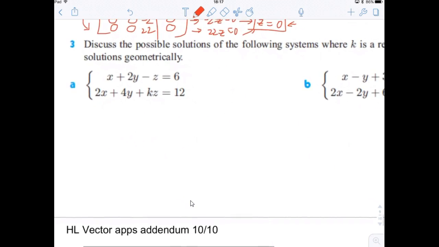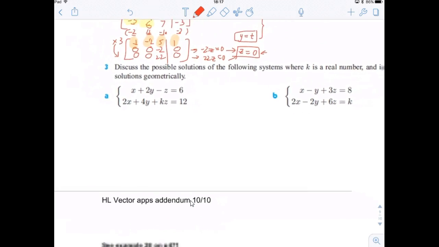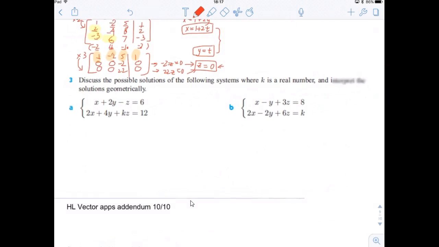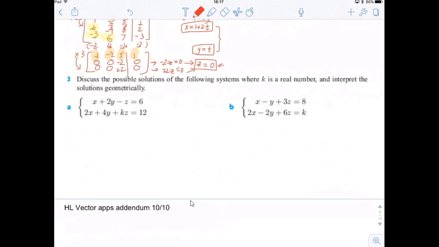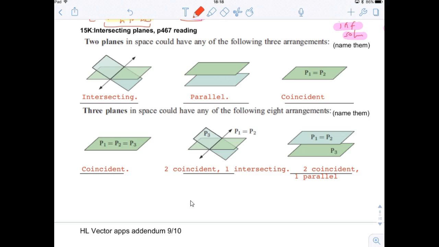Let's do 3a. Discuss the possible solutions of the following systems where k is a real number, and interpret the solutions geometrically. I want to go back and show you the different orientations that two planes can have in space. Let's pay particular attention to these first two, okay?